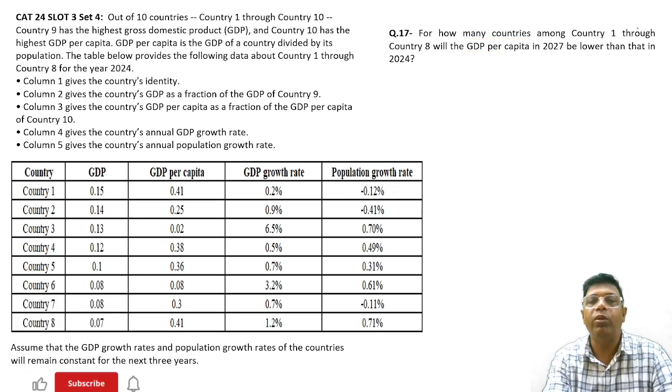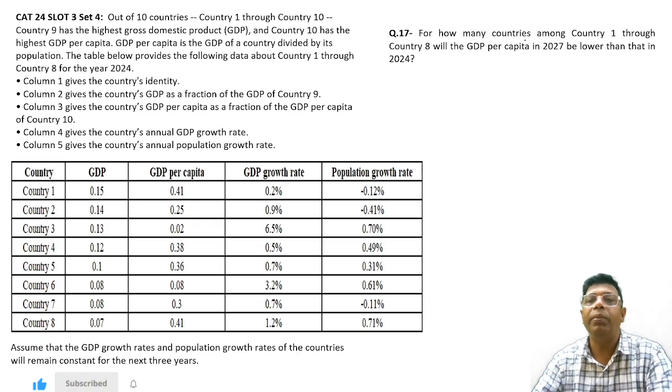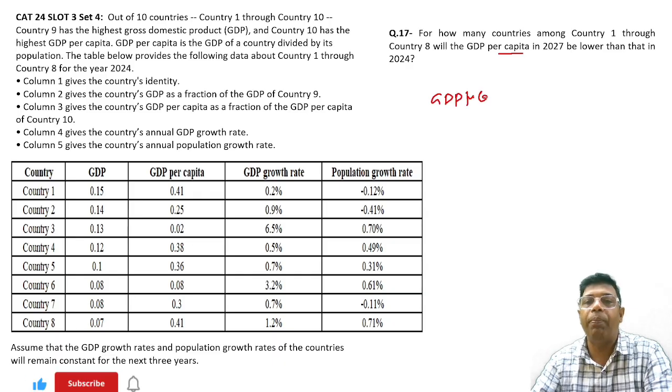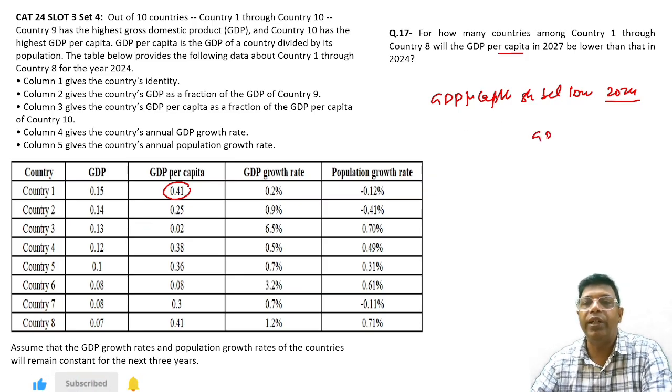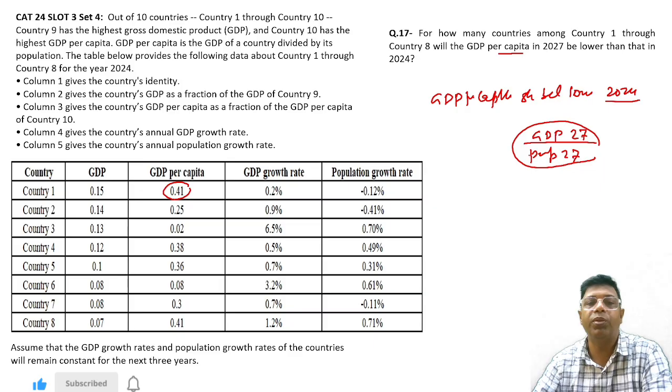Now, again, a very good question in terms of your observation. For how many countries among C1 through C8 will GDP per capita be lower in 2027 as compared to 2024? So GDP per capita should be lower. Now, how do you calculate GDP per capita in 2027? You calculate GDP in 27 divided by population in 27. That is what you're supposed to do. Then you will get GDP per capita.